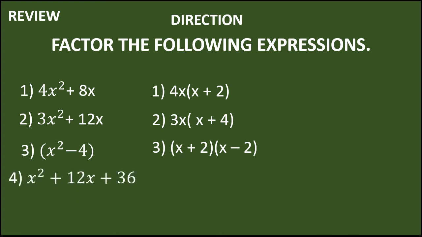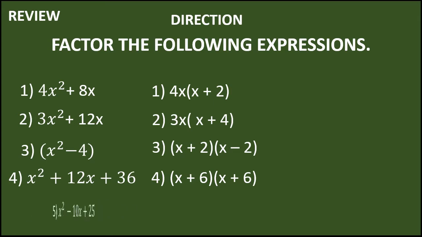Let's have number 4. In this example, we have a perfect square trinomial. All you have to do is get the square root of x squared, which is x, and the square root of 36, which is 6. So the factored form of this expression is quantity x plus 6 times the quantity x plus 6.